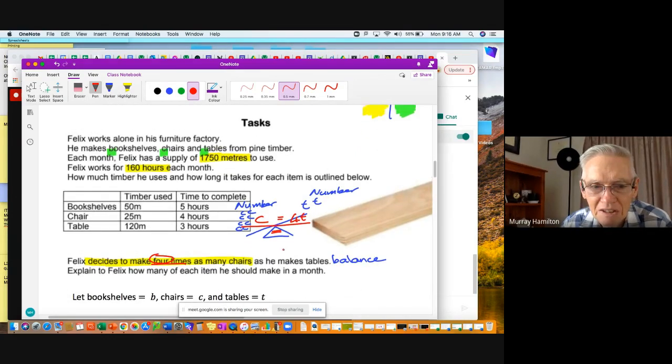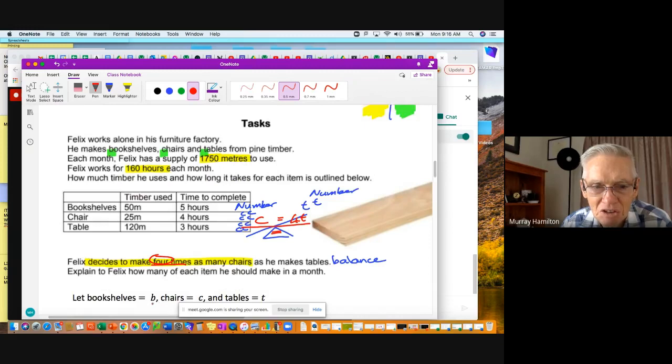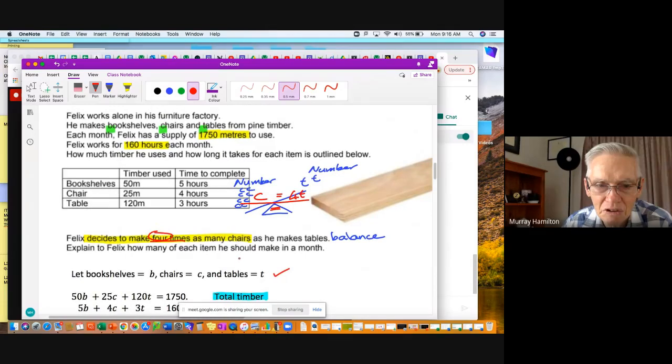Okay, so we're going to say let bookshelves equals B. This is a statement. Please include this statement. C stands for chairs, T for tables. Write that down. And then the next thing we have to do is the total timber. So the total timber, we've got 50B. You see that? 50B. That's what that is. 25 meters for the chairs, 120 meters for the tables. That's our total for the timber. Where did I get that total from?